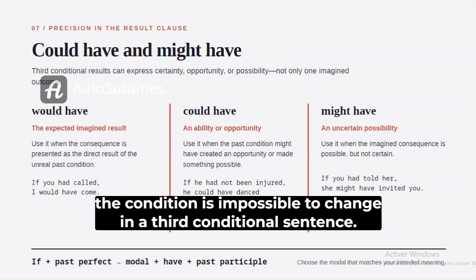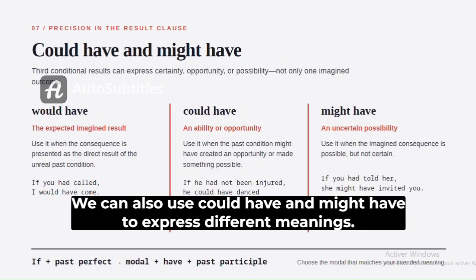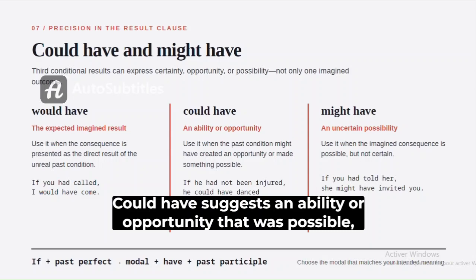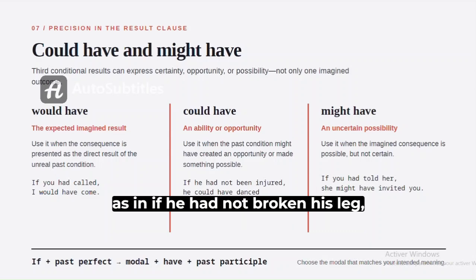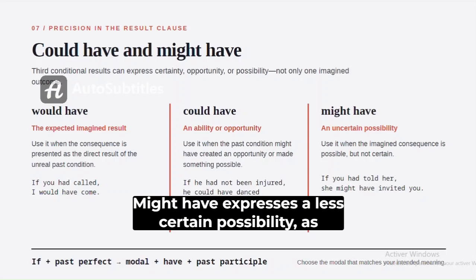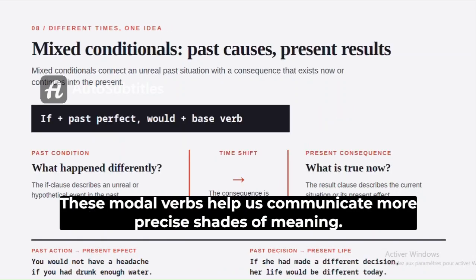In a third conditional sentence, the result clause does not always have to use would have. We can also use could have and might have to express different meanings. Would have presents the expected imagined result. Could have suggests an ability or opportunity that was possible, as in, if he had not broken his leg, he could have been a professional dancer. Might have expresses a less certain possibility, as in, if you had told her you were free, she might have invited you to dinner. These modal verbs help us communicate more precise shades of meaning.